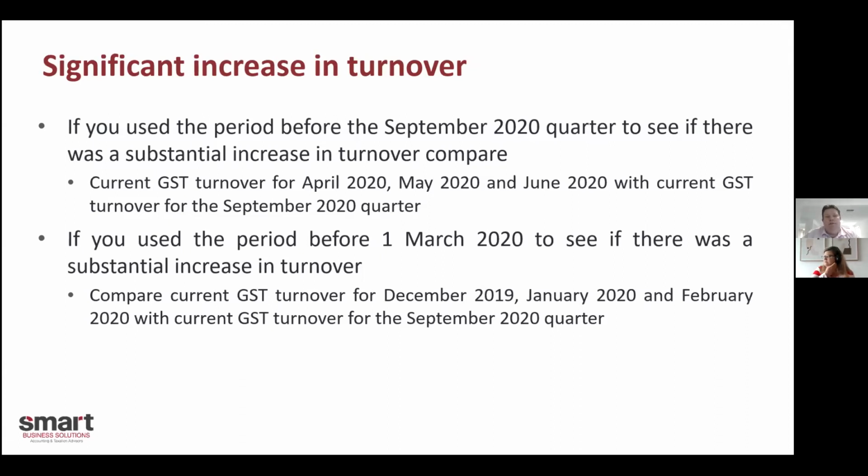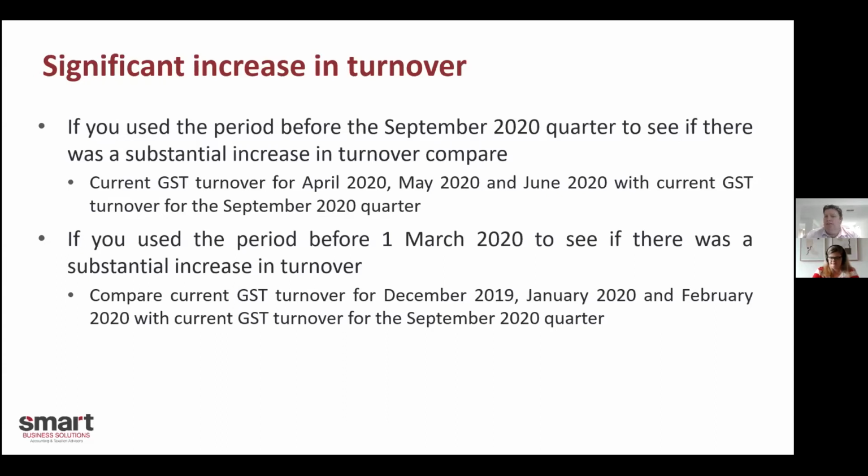So if you use the period before the September 2020 quarter to see if there was a substantial increase, then your comparison period is now going to be the current GST turnover for April, May, and June, so the June quarter compared with your actuals for the September quarter. If you use the period to 1 March, so the 12 months to the 1st of March, to see if there was a substantial increase in turnover, you're now comparing your GST turnover for December, January, February with your September quarter, and you're still looking for that same drop relevant to your business.